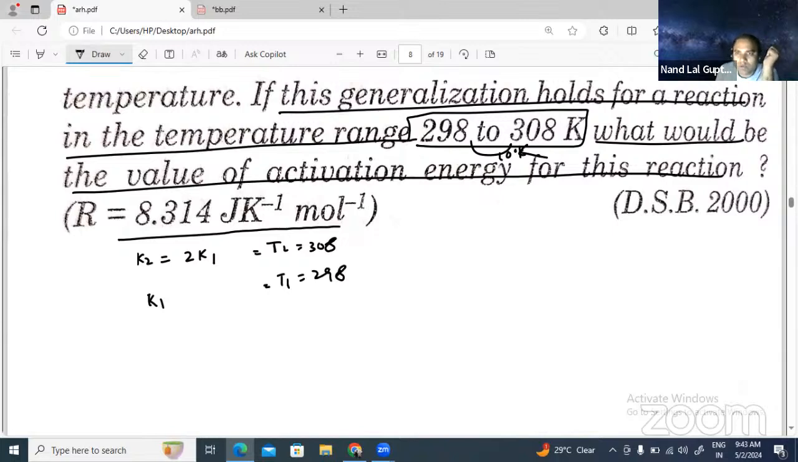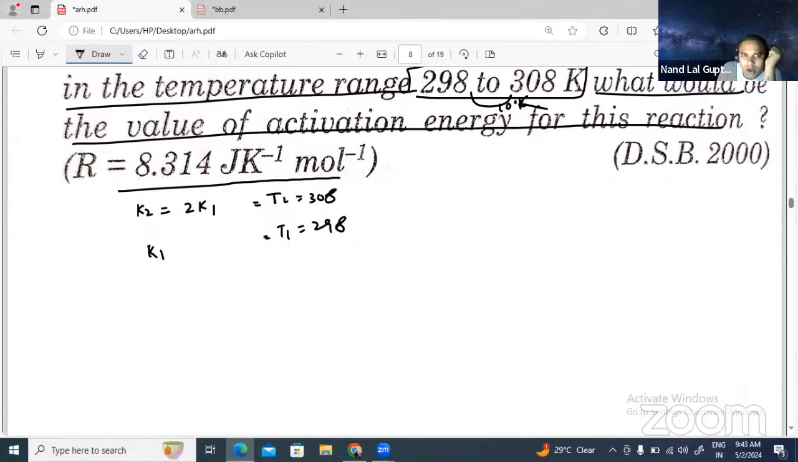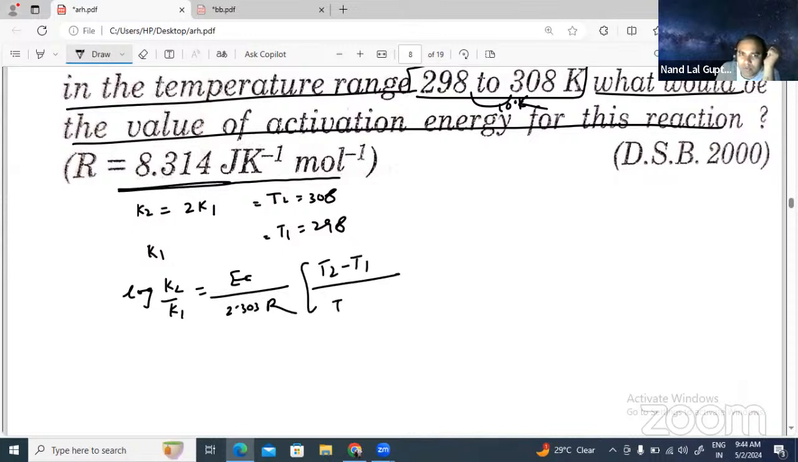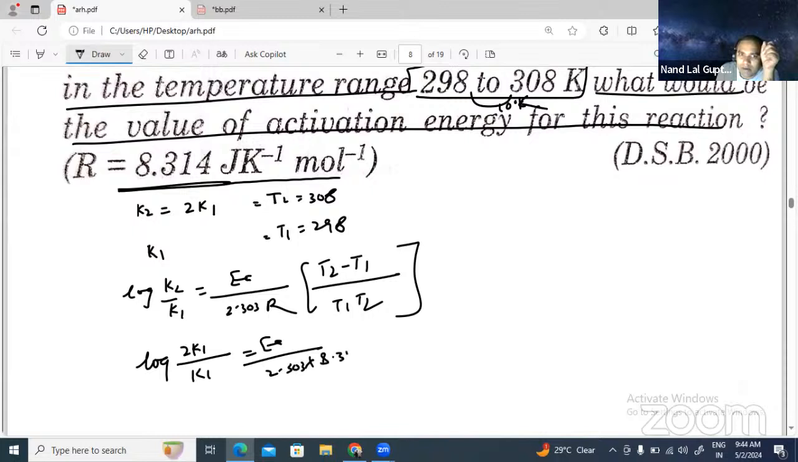Right. So I am writing the log of K2 by K1 equals activation energy upon 2.303 R. R value is already given, there is no problem. Multiplied by T2 minus T1 upon T1 T2. So log K2, we write as 2 times K1, because the rate doubles with a 10 degree increase. Divided by K1 equals activation energy upon 2.303 multiplied by R value 8.314, multiplied by T2 minus T1, 308 minus 298.